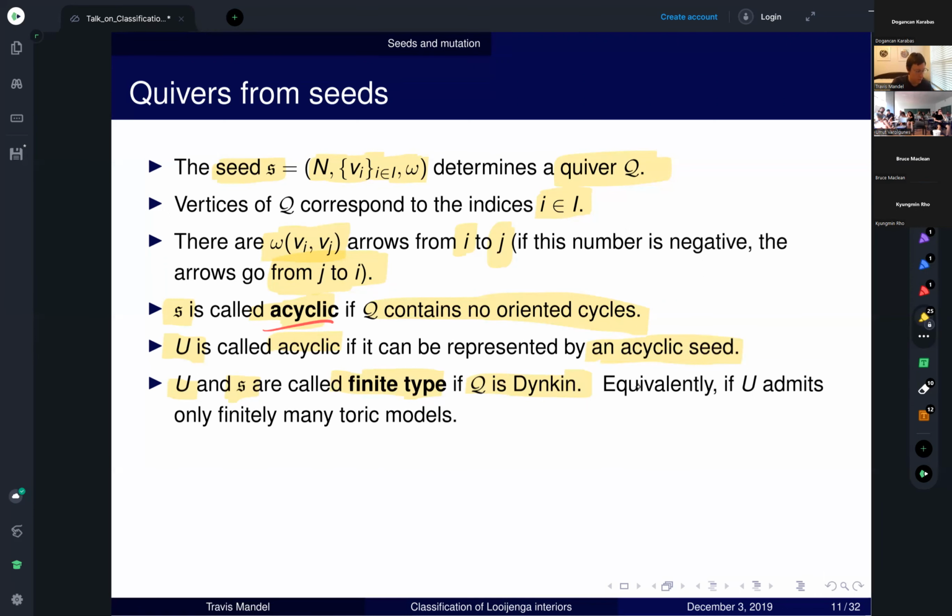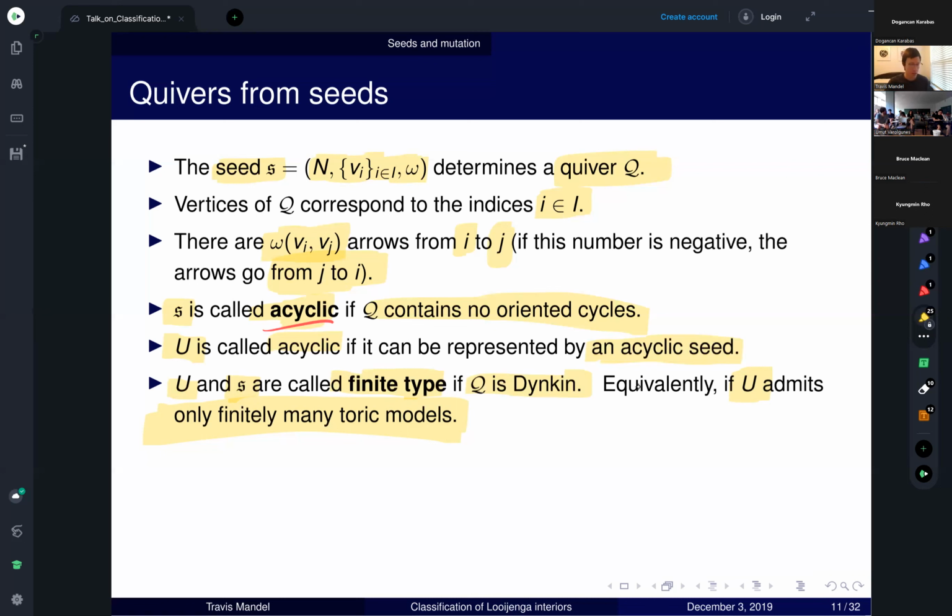But yeah, so when it's finite type, Q will be Dynkin, and it turns out, I think due to Fomin-Zelevinsky, I think they're the ones who showed this, that U is finite type, the quiver Q is Dynkin, if and only if U admits only finitely many toric models. Or, if the cluster algebra has only finitely many clusters, would be the way to say that in cluster theory. But clusters in the theory of cluster algebras correspond to toric models in our setting.